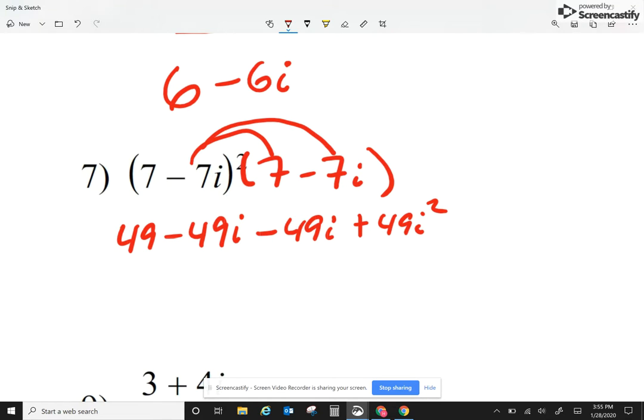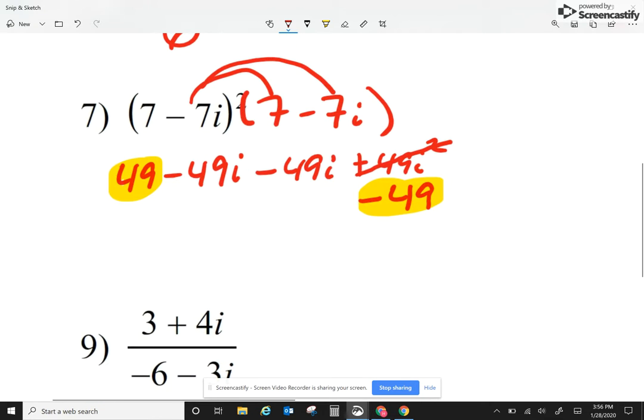Right, negative 7 times negative 7 gives me positive 49. i times i is i to the second power. Now, i to the second power, we talked about this yesterday. i to the second power is negative 1. So 49i squared, I'm going to call that negative 49. Now, when I look at my real part, those that don't have an i, 49 minus 49 is 0. So in my case, I'm not going to write it. Some people do like to write the 0. Then for the imaginary part, I get negative 98i.